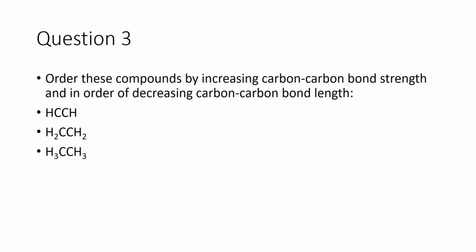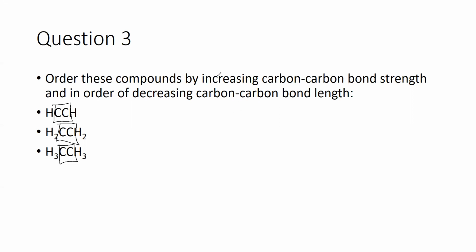So here's a little exercise that's comparing our Lewis structures and the bond strength idea we just talked about. So I have three compounds here. The first thing you need to do is determine what type of bond is forming between our carbon atoms here. And once you do that, I want you to order compounds by increasing carbon-carbon length and also decreasing carbon-carbon length.